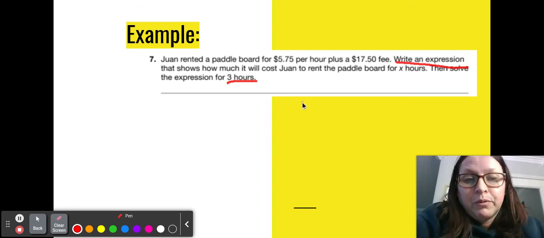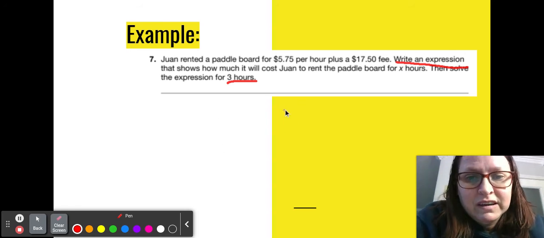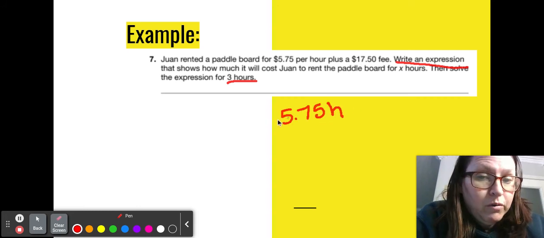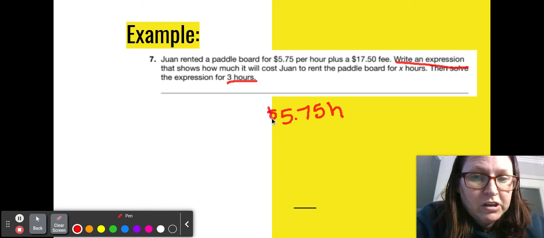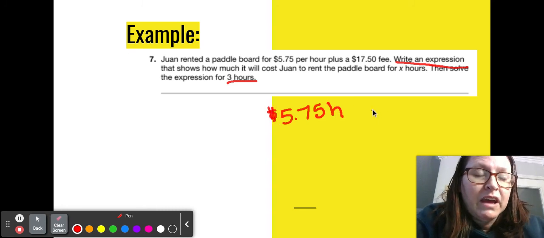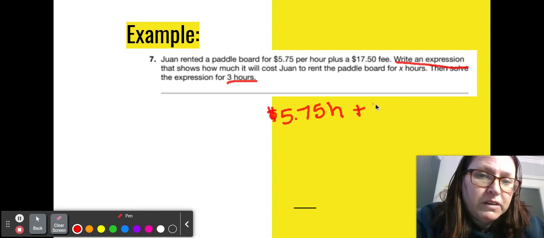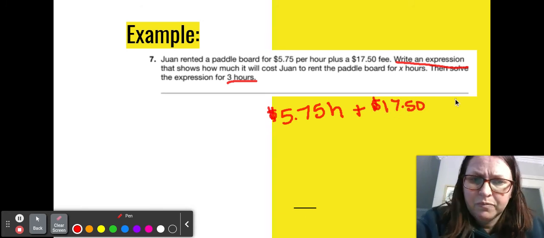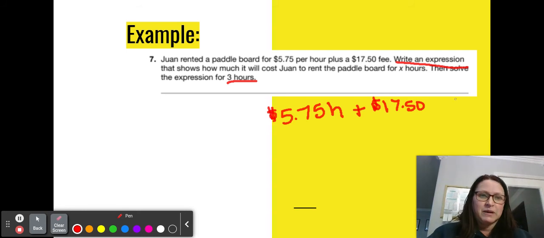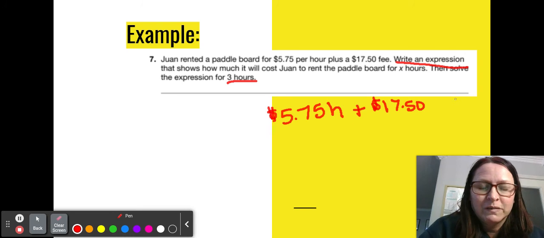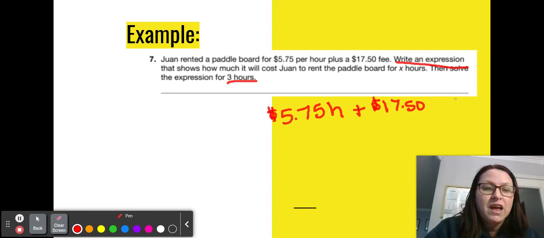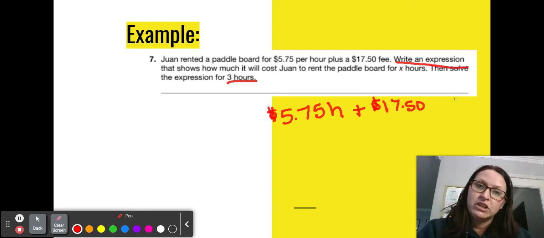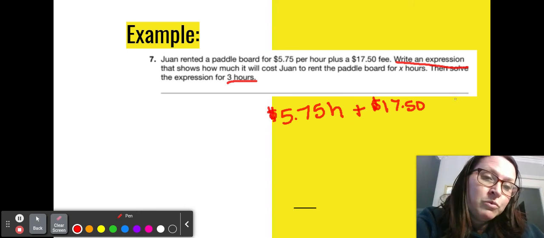Well, if I'm looking at a price per hour, that's really easy because I can just do $5.75 per hour. That's part of my expression. But how much does he pay as a rental fee? As a rental fee, he also pays $17.50. Right there is my expression. That was pretty easy. The key to writing an expression is making sure you read the words and turn the words into mathematical language. Now I have to substitute 3 hours in.